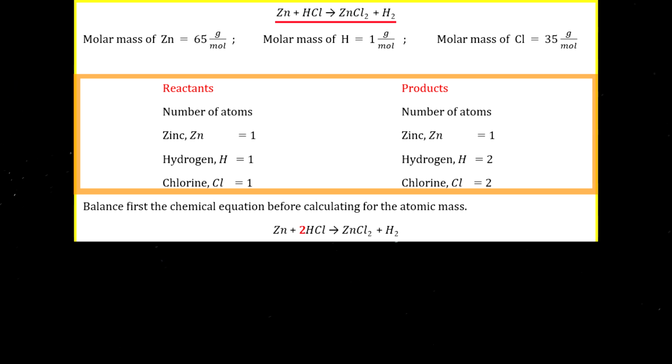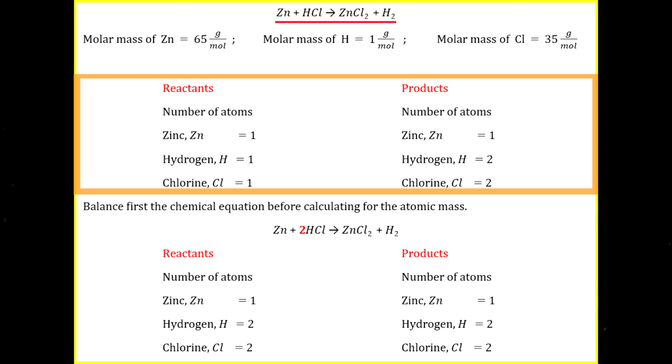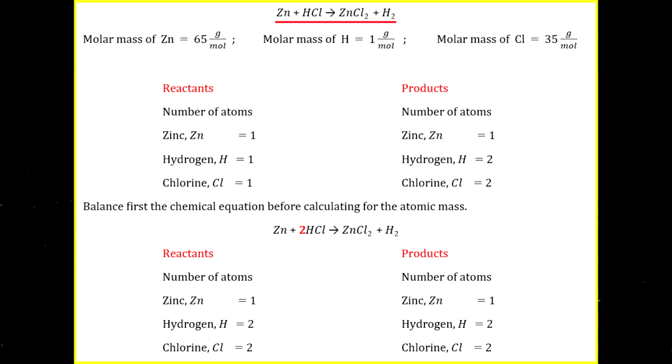So let's try to write 2 before the chemical formula of hydrochloric acid. Count again the number of the atoms. So here, in the reactants, the hydrogen is 2 and the chlorine is also 2. We multiply 2 times the chlorine, so that is 2. So we have already balanced the chemical equation and we are ready to calculate for the total mass of the reactants and the total mass of the products using the same steps as in number 1.